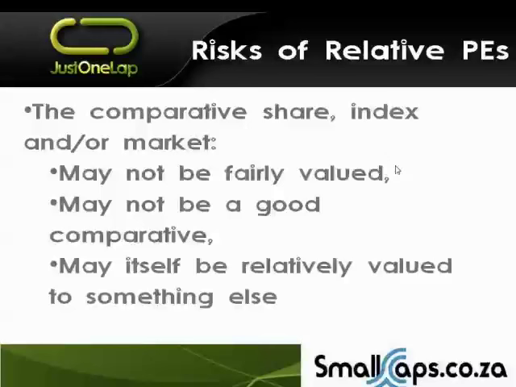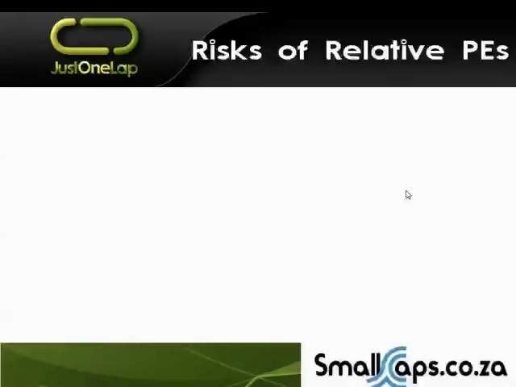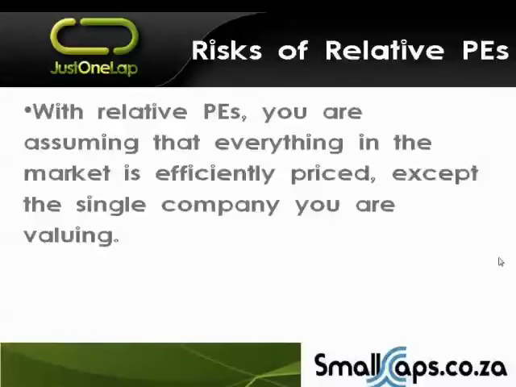Now, you see, the assumption when you're doing relative price earnings is that you're valuing itself versus something else. What you're really assuming is that the other thing is fairly valued. You are assuming that everything in the market, or some things in the market, is efficiently priced. Everything except the company you're valuing. In reality, that's actually a very dumb assumption. But it's an assumption a lot of people make.